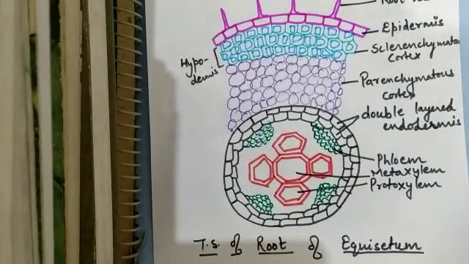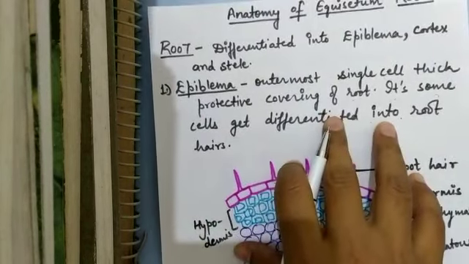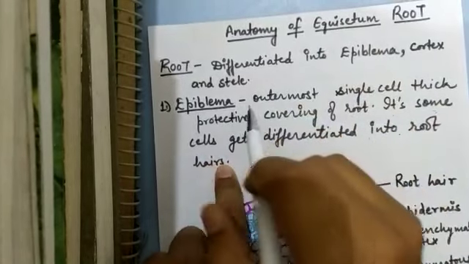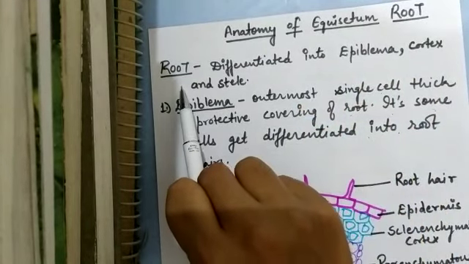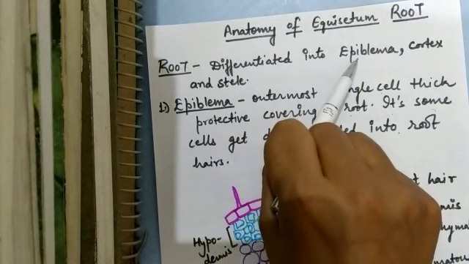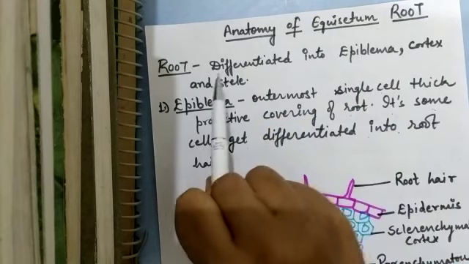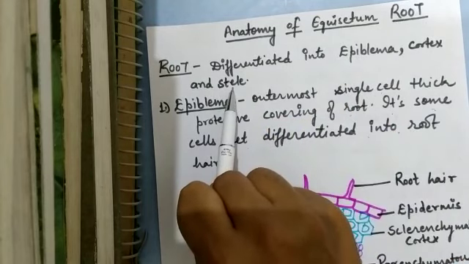Hello students, today we are going to study the anatomy of Equisetum root. In the anatomy, when we cut the section of root, we find it is differentiated into the outermost epidermis, which is also called epiblema, the cortex, and the central stele region.